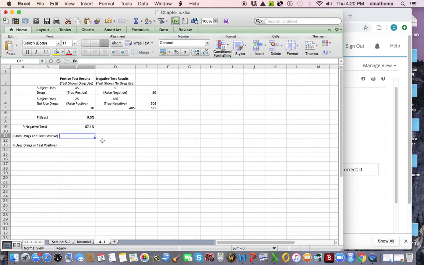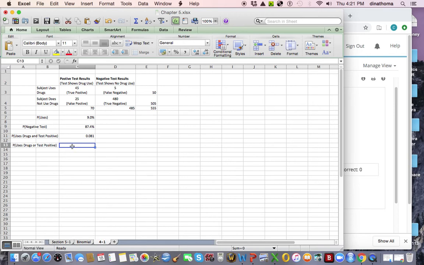Probability this person uses drugs and tests positive? So this is test positive, use drugs. Well, that is just the 45. So equals 45 divided by 555. Again, if you want to leave it in decimals, you can. So I'll go to 3 decimal places. And these little keys here do all the rounding for you.